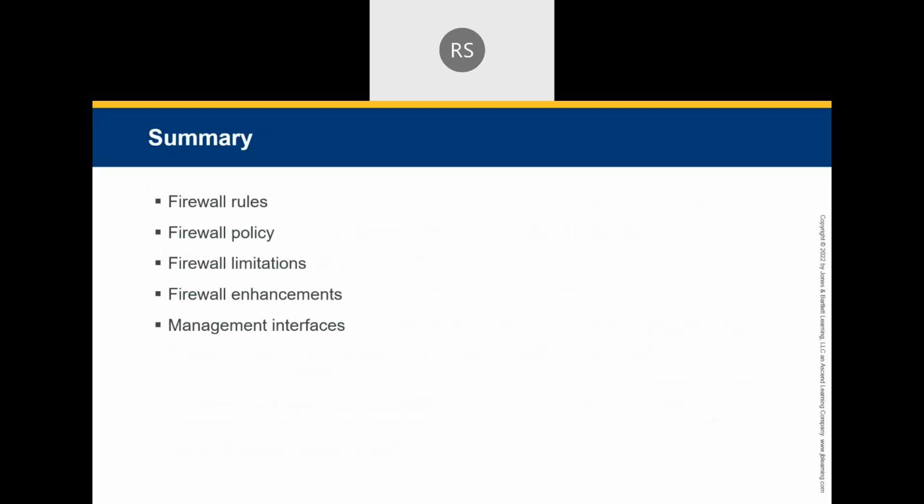So the key takeaways for this chapter include that effective firewall management involves defining the rules, policies, and considering both the strengths and limitations of the firewalls. Those firewall enhancements contribute to a more robust security posture by addressing contemporary threats, and securing the management interface is important. This involves physical and logical measures, strong authentication methods, access limitations, and vigilant monitoring.